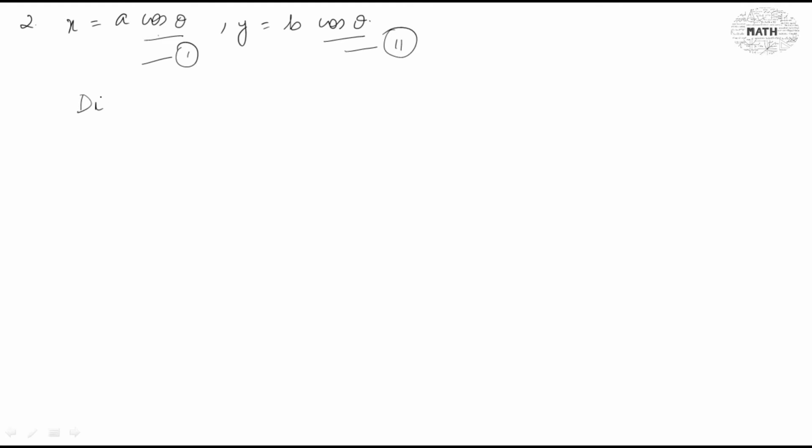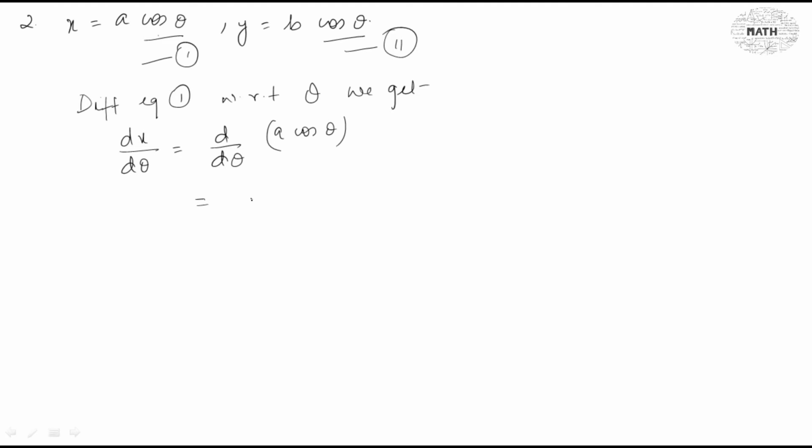So differentiating equation 1 with respect to theta, we get dx by d theta is equal to d by d theta of a cos theta. So that will be nothing more than a. Now d by d theta of cos theta is how much? Minus sine theta. I hope you're clear there. So that will be minus a sine theta.